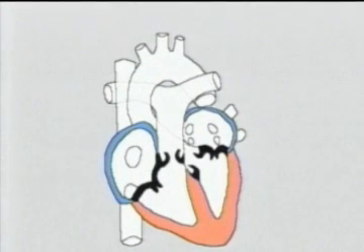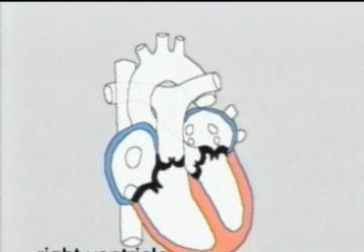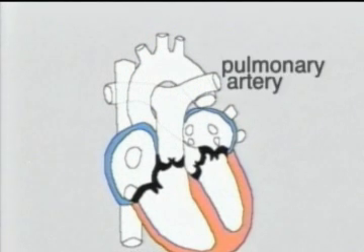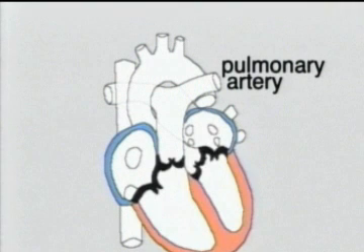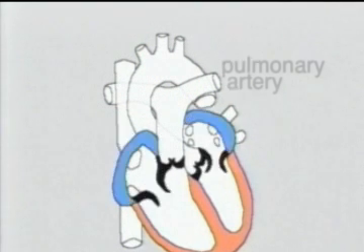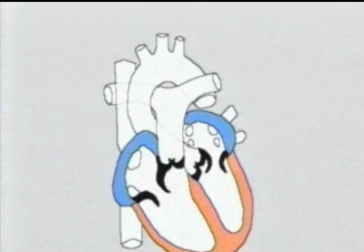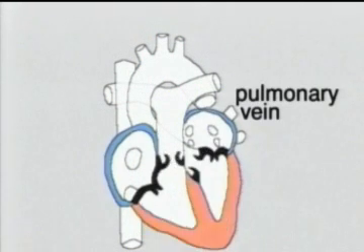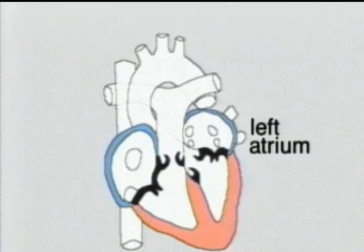It then contracts, forcing the blood into the right ventricle. The right ventricle contracts, forcing blood into the pulmonary artery. In the lungs, carbon dioxide leaves the blood and oxygen enters. This oxygen-rich blood enters the pulmonary vein, which carries it to the left atrium.